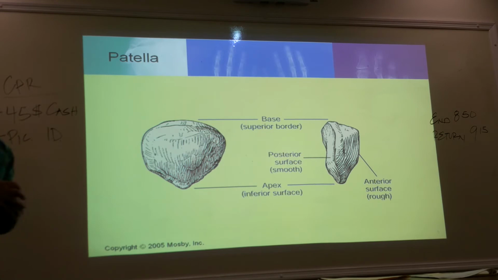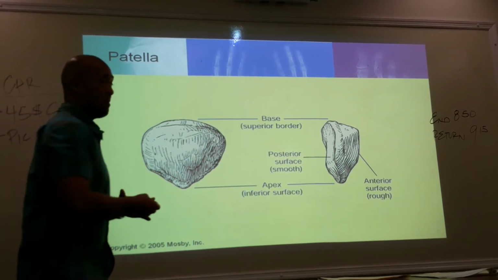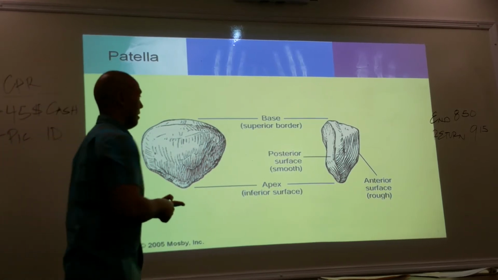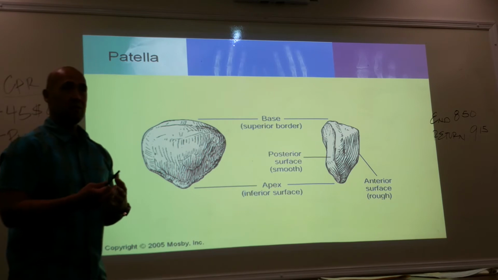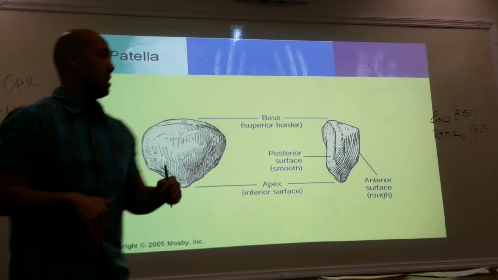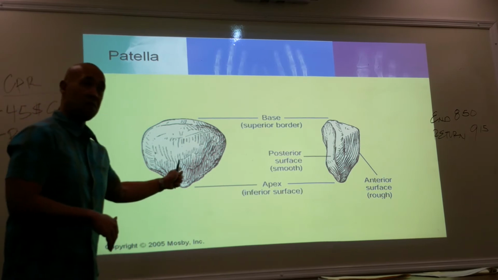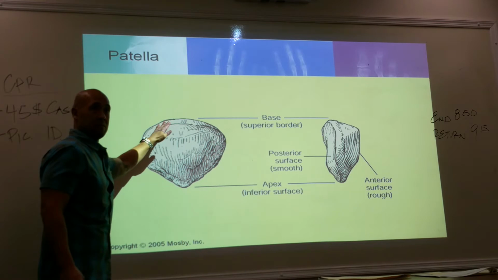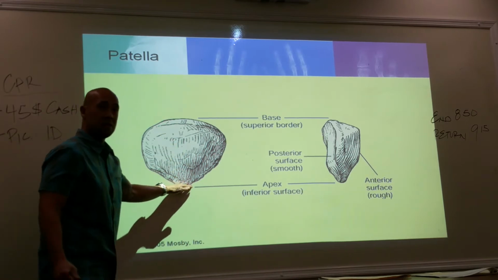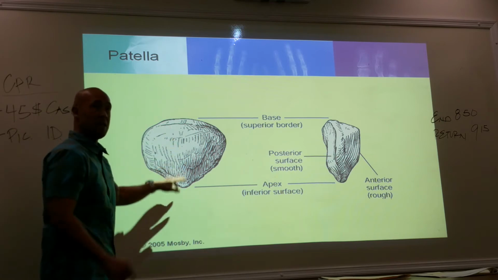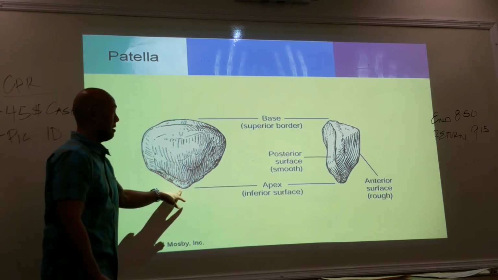Any questions so far? No questions, okay. Let's talk about the anatomy of the patella. This is where it gets a little bit confusing, because usually the apex is on the top and the base is on the bottom, right? In this case, it looks like a guitar pick, and the very top is the base. Where it points is the apex. So the base is towards the head, and the apex is towards the bottom.